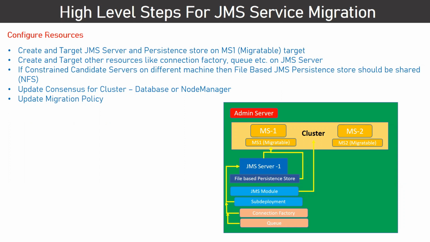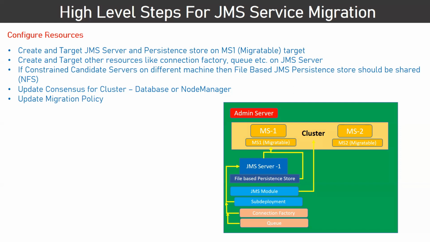Okay, and in case your managed server goes down, your JMS services should migrate to your managed server 2, right? So what is our basic structure in that? We have two managed servers in the cluster, managed server 1 and managed server 2. Migratable targets are automatically created for you by WebLogic, right? After that, I will create a JMS server with the name JMS server 1, which I am going to target to managed server 1. Okay, and then I will attach a persistent store with my JMS server, right?